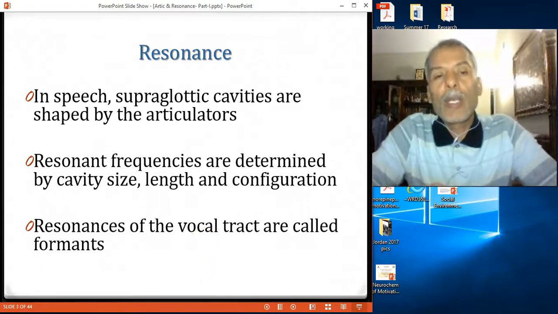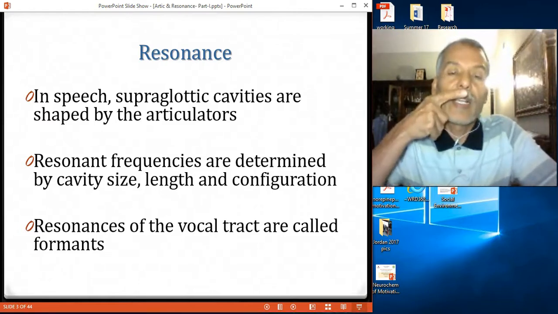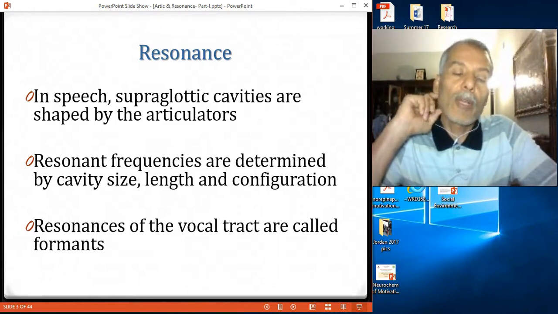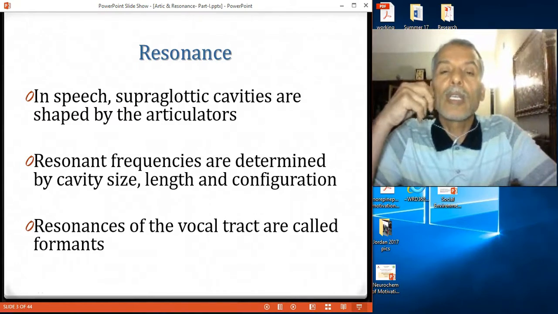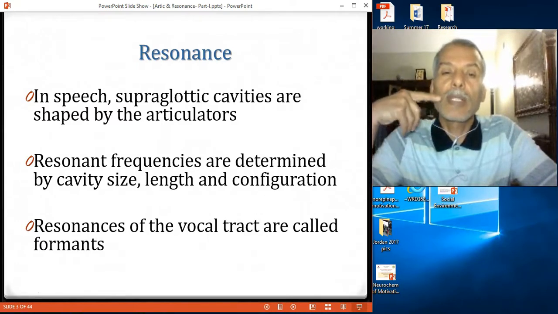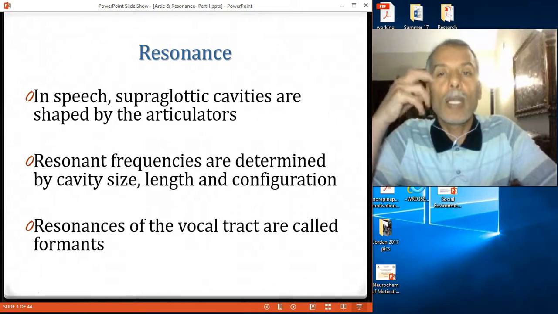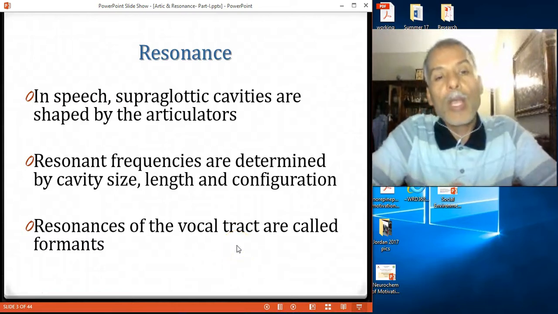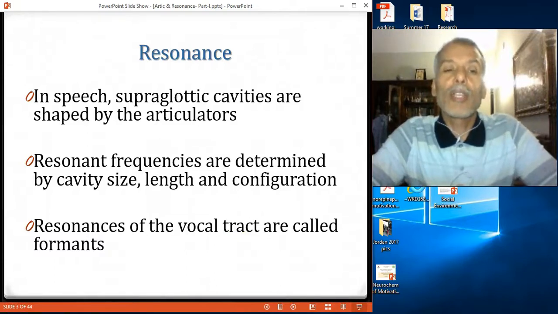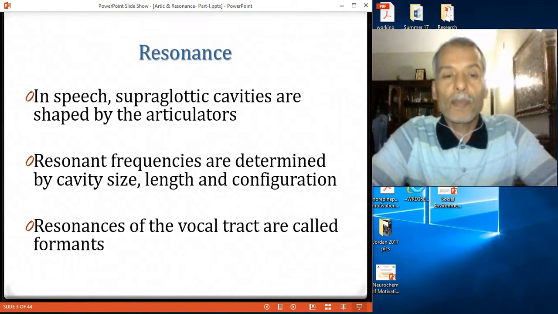So in speech, the supraglottic cavities are shaped by the articulators in terms of the shape and, for example, the configuration of the vocal tract and the movement of the articulators, like the lips and the tongue, and basically the mobile articulators that can go back and forth and perform movements. Resonant frequencies are determined by the size of the cavity, by the length of the cavity, and by the configuration.